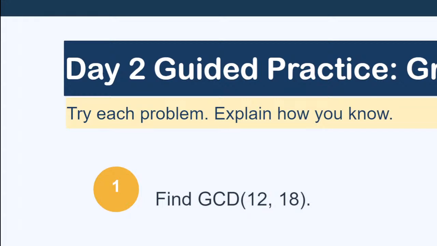So this is the practice. Number 1, find the GCD. It's 12 and 18. Number 2, find the GCD. 20 and 30. Number 3, find the GCD. 16 and 24. Number 4, find the GCD. 24 red beads and 36 blue beads go into identical groups. Greatest number of groups.